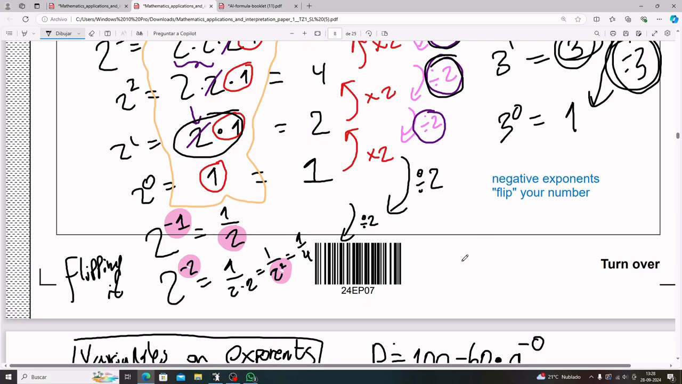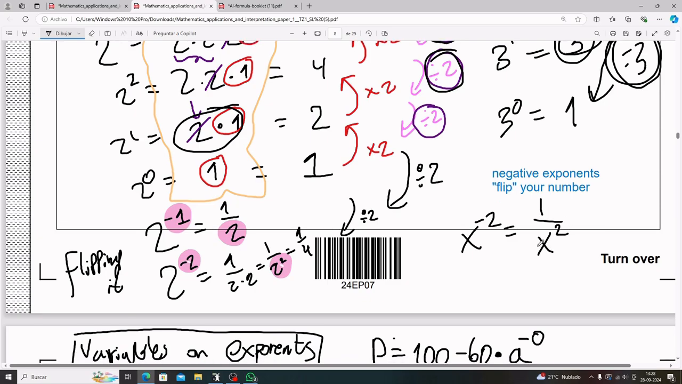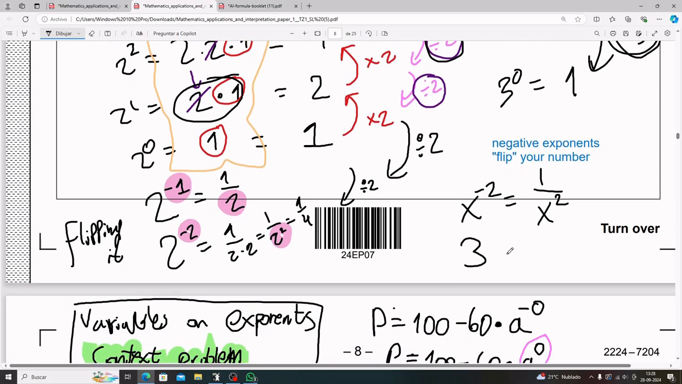If you have, for example, x to the power of negative 2, you flip your number so you end up with 1 divided by x to the power of 2. If I had 3 times x to the power of negative 4, the 3 stays up top because the 3 is to the power of 1 and it's positive, so it stays the same. But down below you have x to the power of 4. So whenever you have a negative exponent, it flips your number.